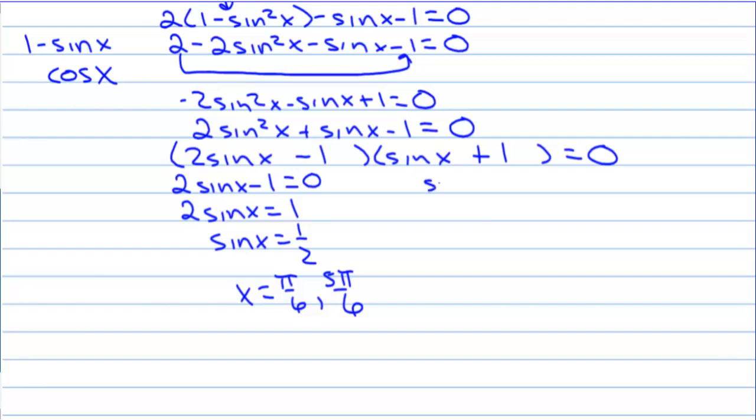And then over here we have sine of x equals -1. X equals inverse sine of -1. Sometimes I don't write the inverse part. I'm okay if you don't. And then that's going to be 3 pi over 2. So there's 3 answers on 0 to 2 pi.